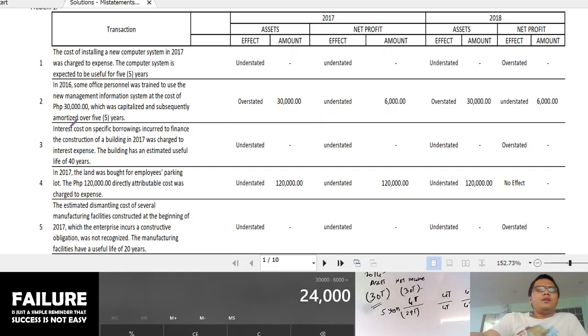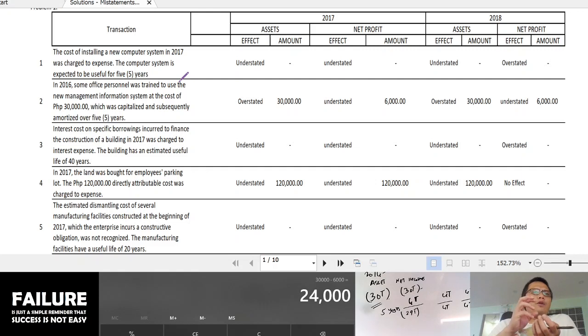So, number 3. Interest cost on specific borrowings incurred to finance the construction of a building in 2017 was charged to interest expense. The building has an estimated useful life of 40 years. Okay. So the concept ito, class, diba, if we can remember our topic on borrowing costs for acquisition of property, plant, and equipment. Okay? Specific yung purpose. We borrowed funds because we want to acquire or we want to construct, for example lang, a building. Diba?